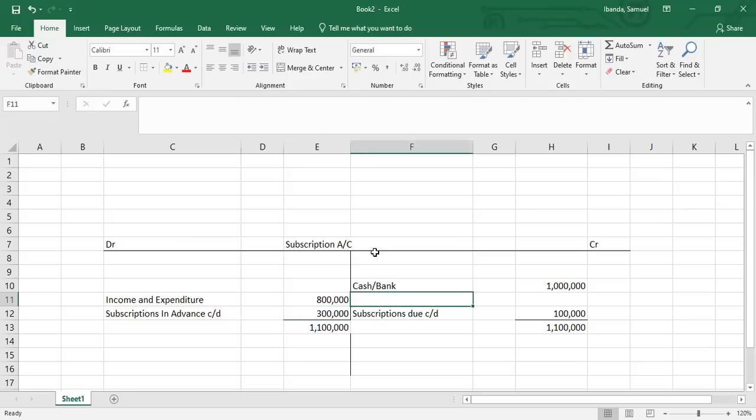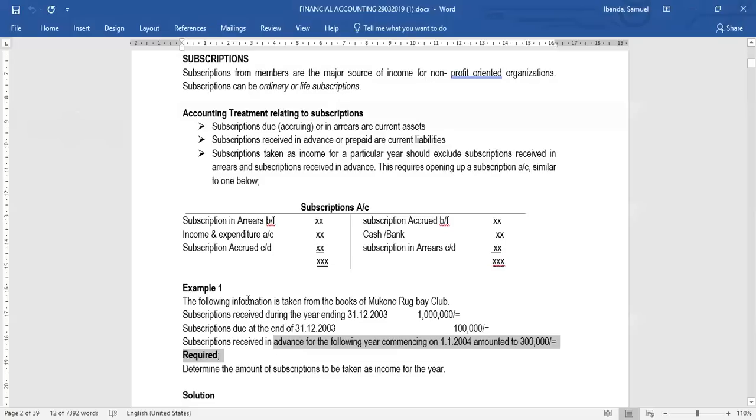Okay, so let's just go back to our question. Remember, they have given us subscriptions received in advance, 100,000. Subscriptions received during the year is 1 million. Subscriptions that are due at the end of 31st December 2003 is 100,000. And then subscriptions that we received in advance is 300,000. Like I said at first, instead of drawing up the ledger, if you understand what this information means, you can calculate it from here.